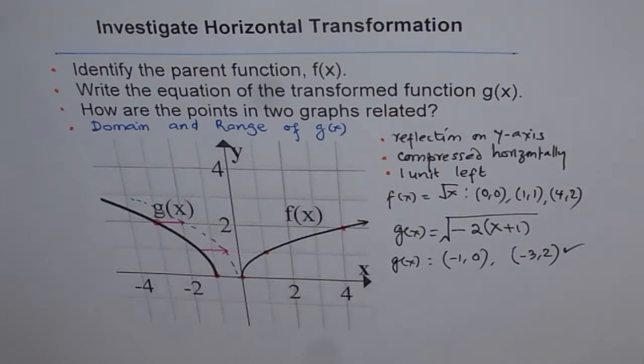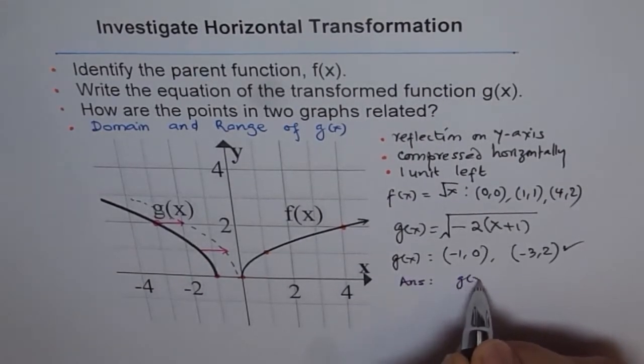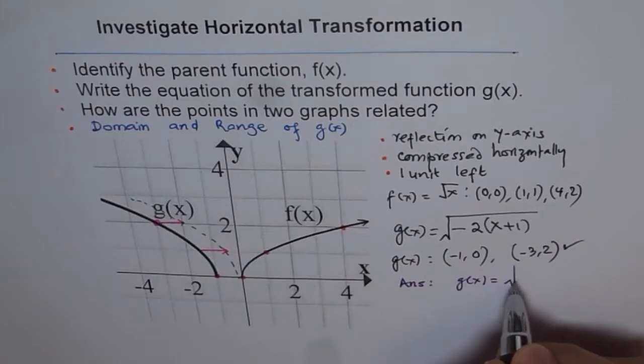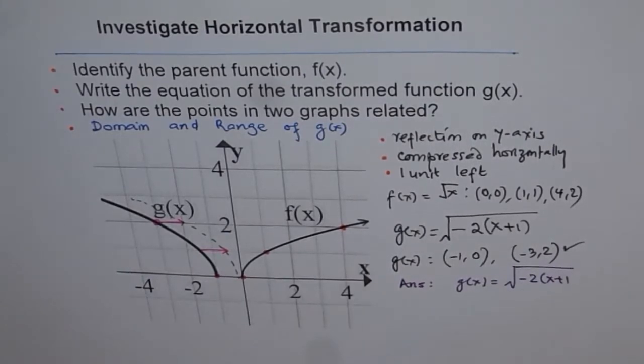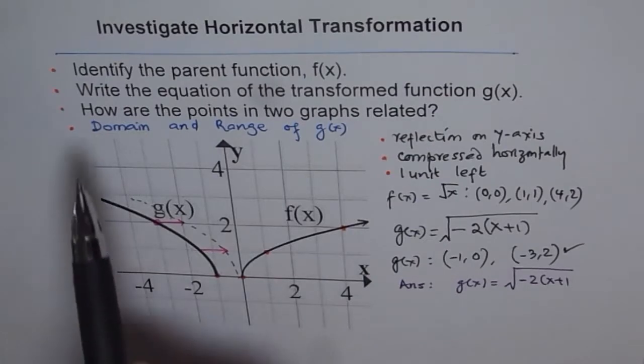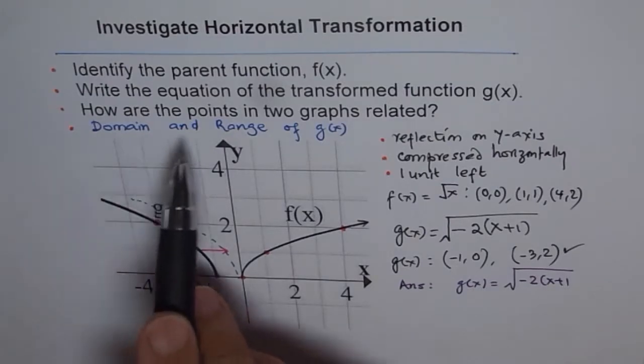And the answer for us is that the function g(x) is equal to the square root of (-2x + 1), right? We've done this. Now, how are the points in the two graphs related? First and foremost, read all the questions and answer them all. Sometimes students will skip the last part, right? Now, how are the points related?